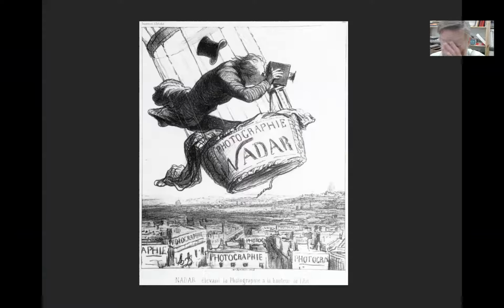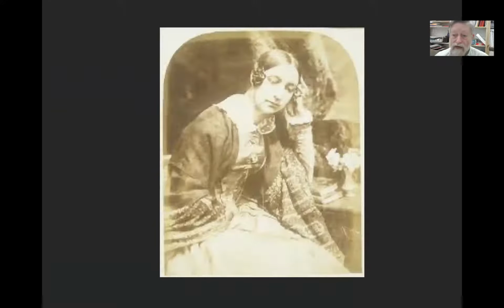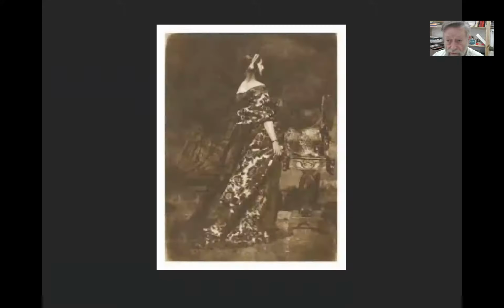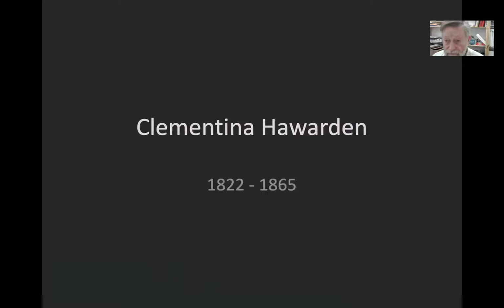Sorry about that. This is actually from portraiture. Lady Elizabeth Eastlake. Lady Elizabeth Eastlake would photograph, she's not on your list, but she was nobility, and she would photograph her contemporaries in Victorian England. And this is a good documentation of how people dressed then.